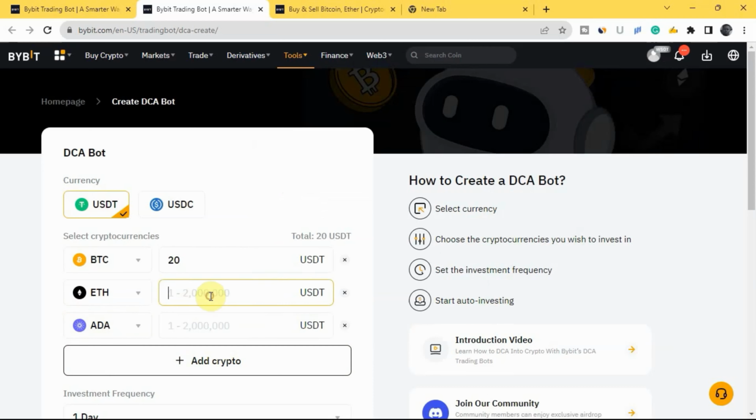So let's say I also want to invest $20 periodically in ETH. And then for Cardano, I want to invest $10. So you can see it. That means I'm investing $50 altogether in these cryptocurrencies.